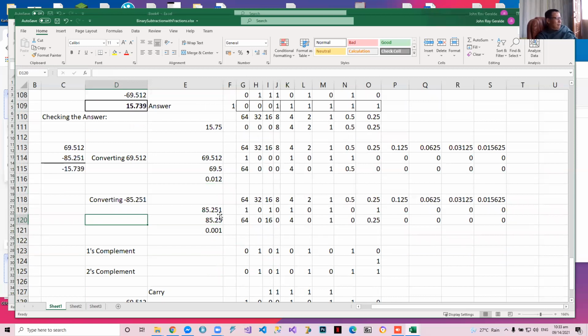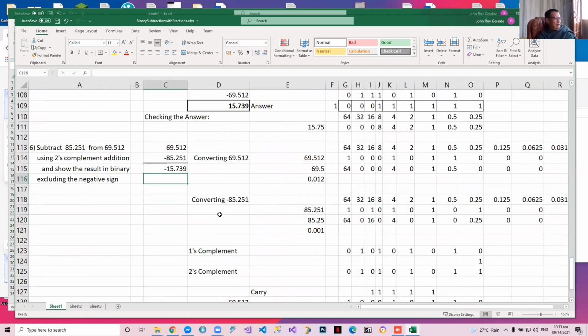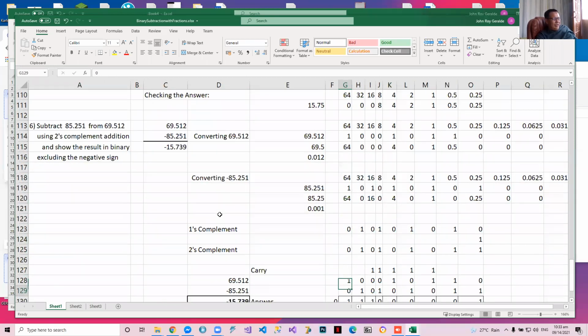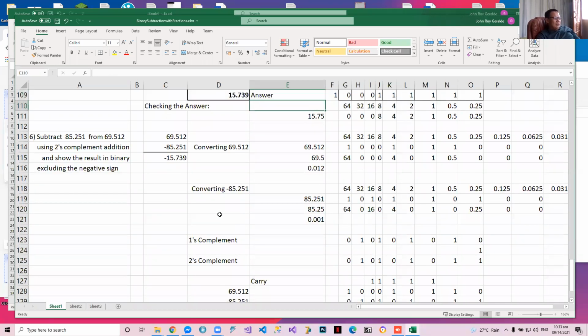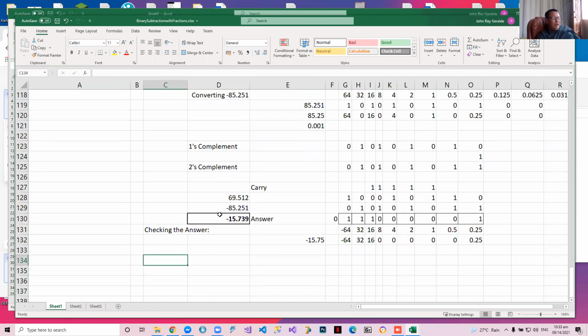For the last, no, this is the last. Ang 85 naman, okay? Now, if you take a look, we also have negative 0.739. No, our answer is negative 15.75. It's the same value, okay? Because we have the same inputs, but this time the signs are different. Now, take note that in the answer, the last value is a 1, right? So we just assign it a negative value. That's why we have a 15.75.